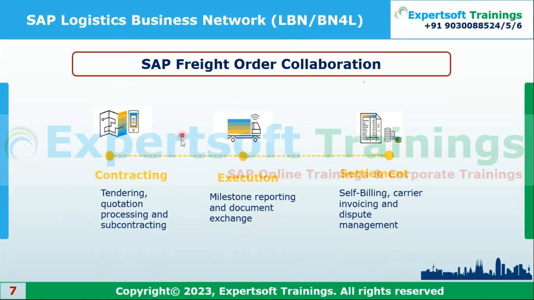There are very few, limited events. For the realistic one, we need to use the global track and trace, but with the freight collaboration there are a few limited events. And the settlement document, with which we will be able to send the self-billing documents. The carrier can send an invoice to us from the LBN collaboration carrier tenant, and if there is any difference in the freight order charges, it will create a dispute management where we can do the dispute verification as well as dispute resolution.